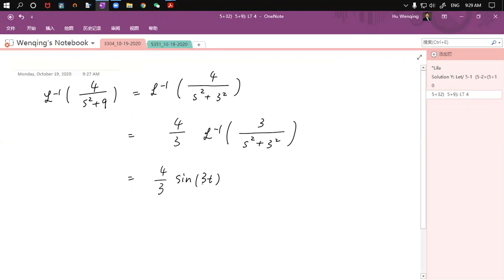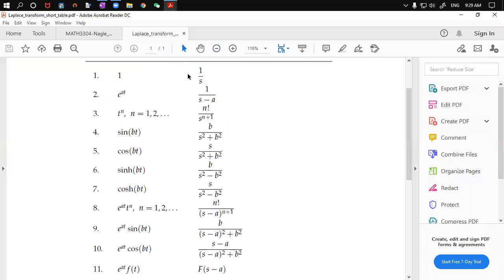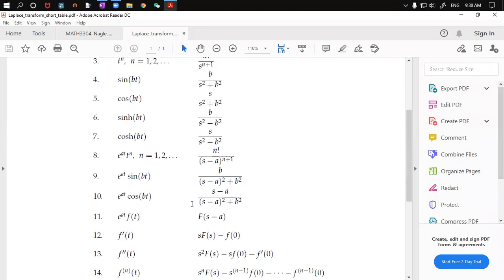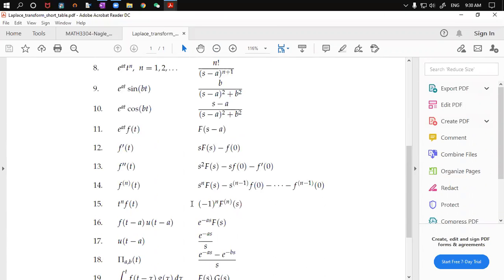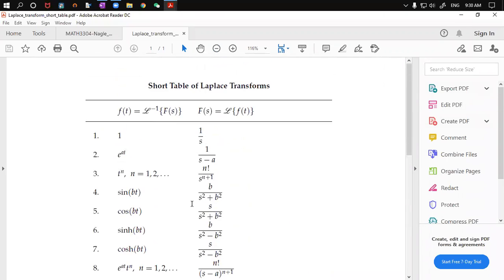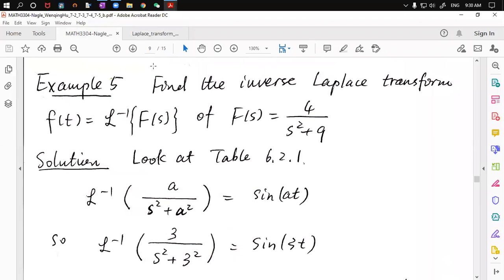So you just have sin(3t). This is how you use the Laplace transform table to find inverse Laplace transforms. They're going to be very important for your future exams, because you should be able to find these inverse Laplace transforms on an exam just by tracing the table. That's why I'm showing you how this is practiced.